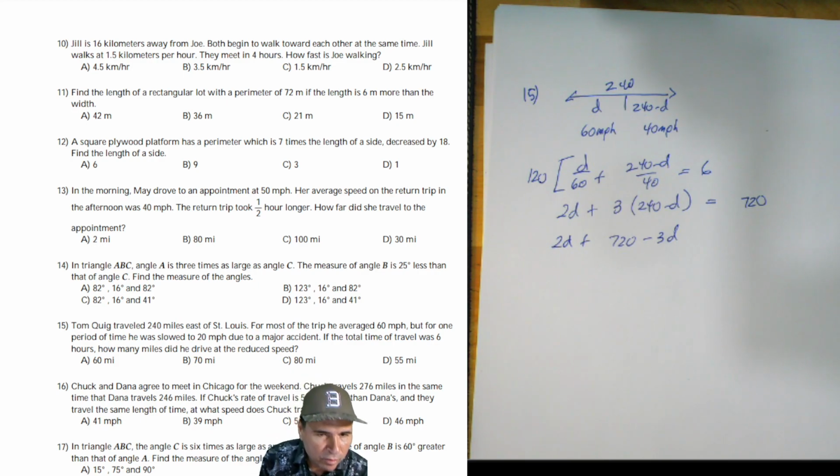I don't know if I'm misreading this question, but it's not working out. For most of the trip, he averaged 60 miles per hour. But he was reduced by 20 miles per hour, and the total time was 6 hours. How many miles did he travel at the reduced speed? There's a distance d, and there's 240 minus d, and the total time is 6.